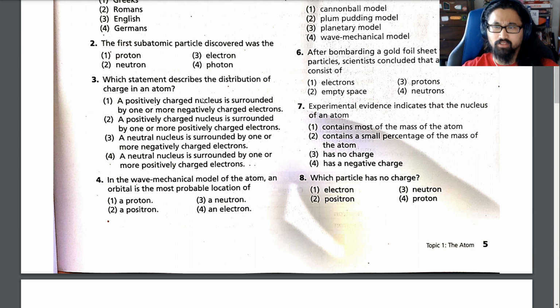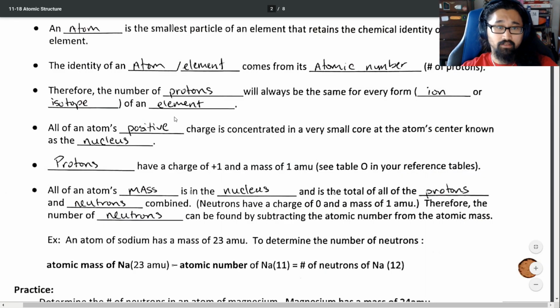Okay, well, let's just sit on that. The first part of each answer is about the nucleus. And if I look back, all of an atom's positive charge is concentrated in a very small core at the atom center known as the nucleus. They're protons, charge of +1 and a mass of 1. And all of an atom's mass is in the nucleus. It's all the protons and neutrons. And neutrons are neutral. They have a charge of 0.